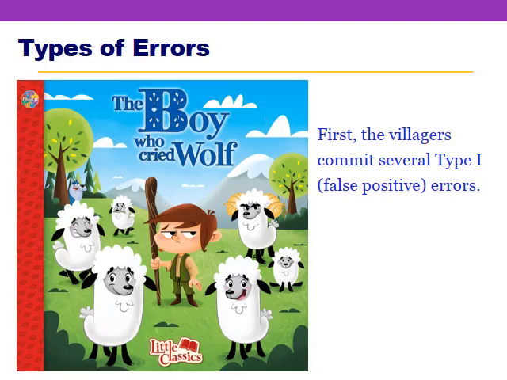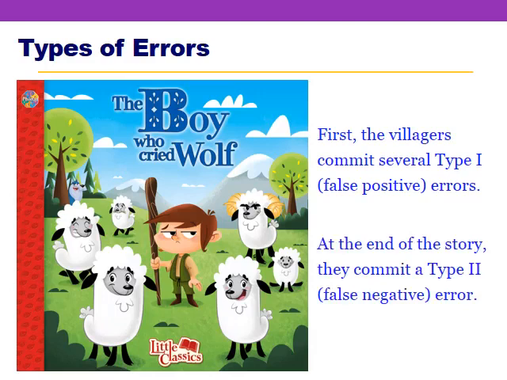So first, the people in this story commit several type 1 errors, right? You can think of the boy in this story as being like your p-value or your inferential statistic. So the boy is saying the wolf is here, and the people are freaking out, and then it turns out they were wrong. False positive error. And they do that again and again and again. And then at the end of the story, they think the wolf isn't there, but it turns out the wolf really is there. They committed a false negative error.